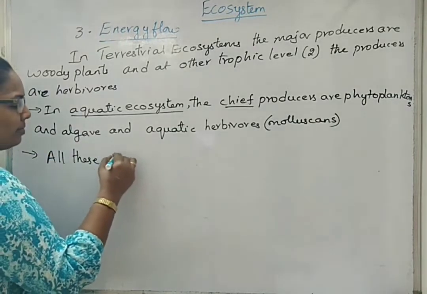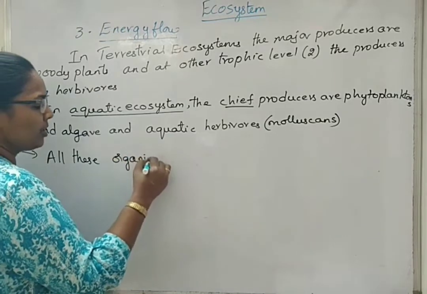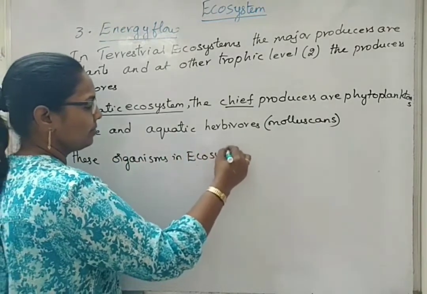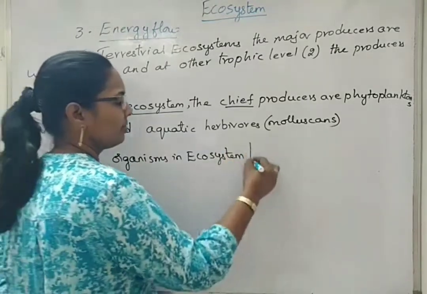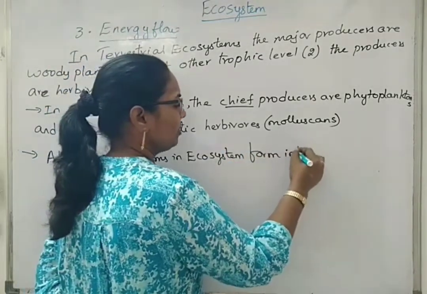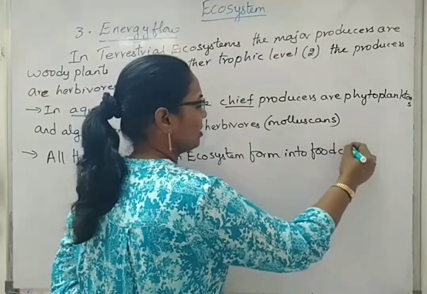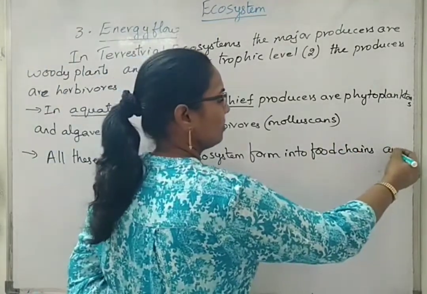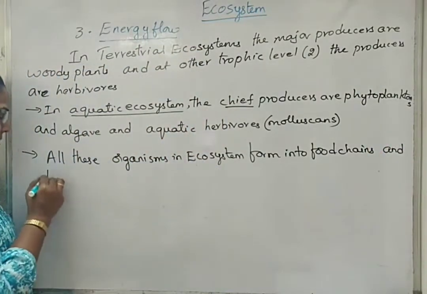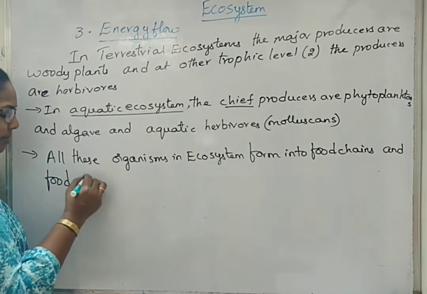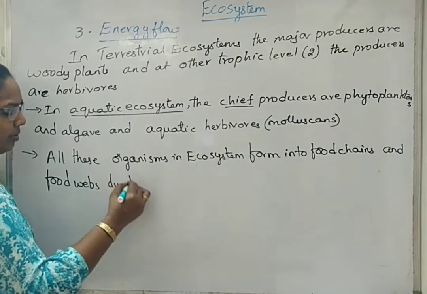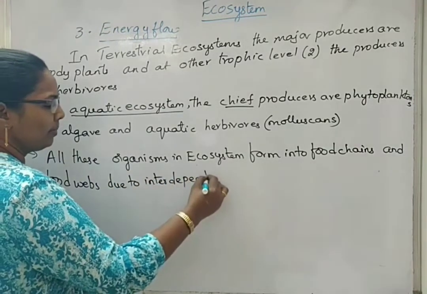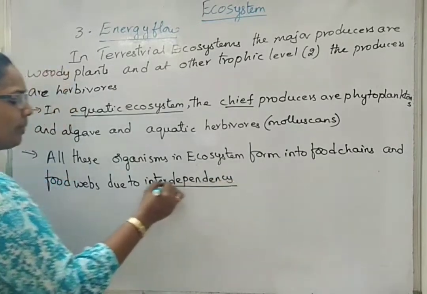All these organisms in an ecosystem form into food chains and food webs due to interdependency. What is meant by dependency? What is meant by interdependency?